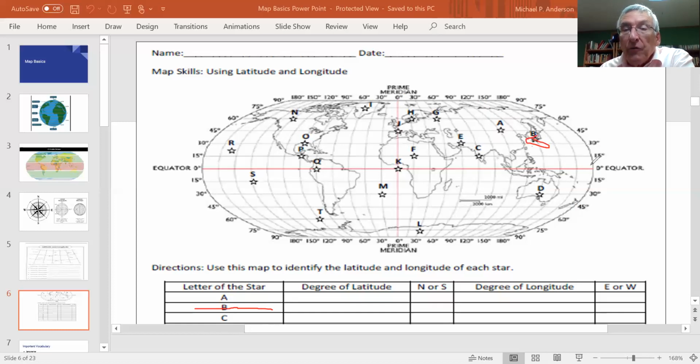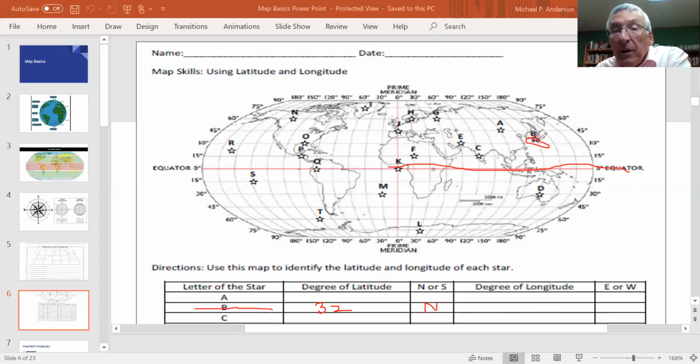Okay, we're going to do latitude first. So 15, 30. Now, it's not right on the line, is it? So it's probably 32. Okay, so letter B, 32. Is that north or south of the equator? There's the equator. So, of course, it's north. So that's 32 degrees north latitude.